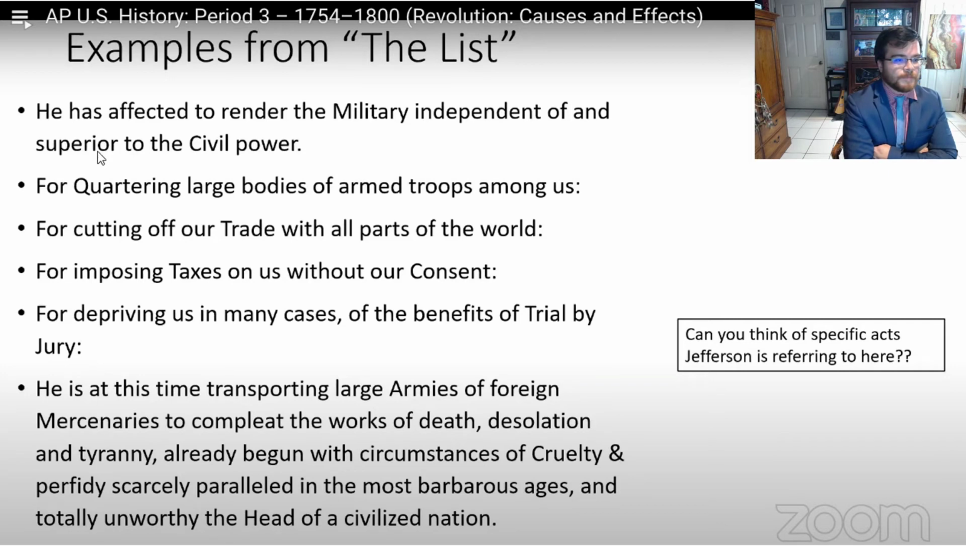So let's take a look at this list that's in the Declaration of Independence. 30 seconds on the clock. Hey Google, 30 seconds on the clock. All right, 30 seconds. And that's starting now.